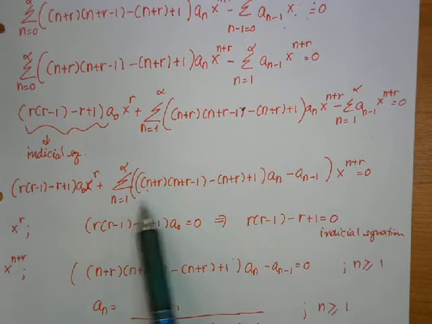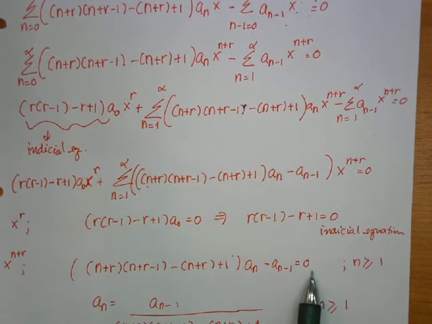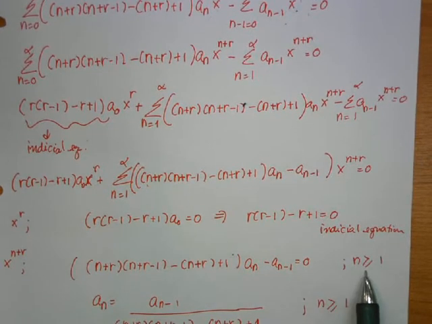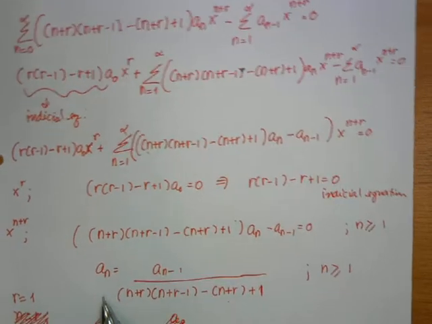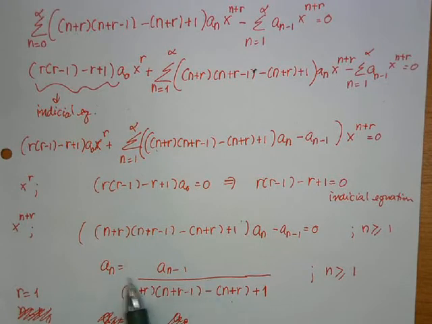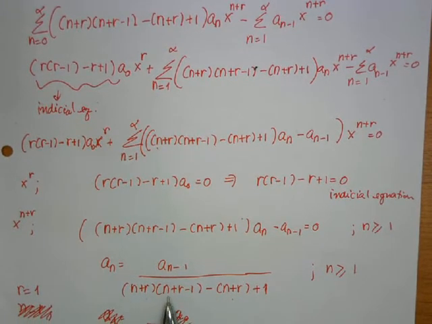So the term inside the parenthesis is equal to 0, where n is equal or greater than 1, starting from 1 until infinity. And from that, you would get an is equal to an minus 1 divided by n plus r times n plus r minus 1 plus minus n plus r plus 1.